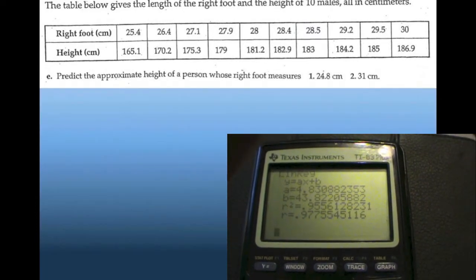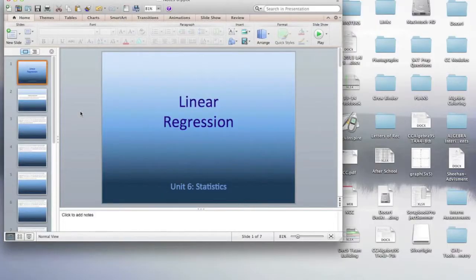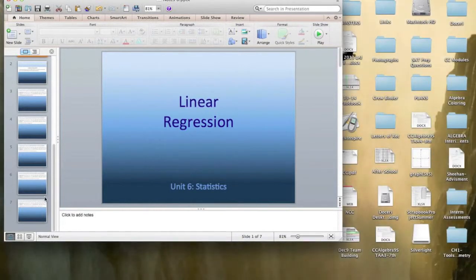Part E, what I would like you to do is try this on your own. It says predict the approximate height of a person whose right foot measures, for part 1, 24.8, and part 2 will be 31 centimeters. What you need to do is plug those in for your x value in your equation. So I want you to try that on your own.